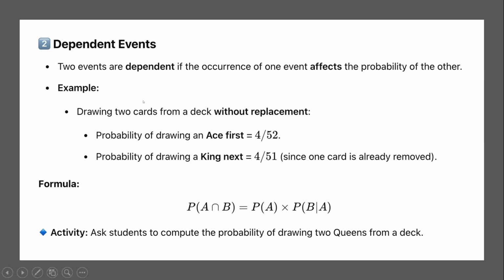So how to calculate the probability of the dependent events? Again, the same thing: I want these two events to happen together. So the probability of these two events happening together will be P(A), the probability of event A, times the probability of event B. But this formula is applicable only for the dependent events.